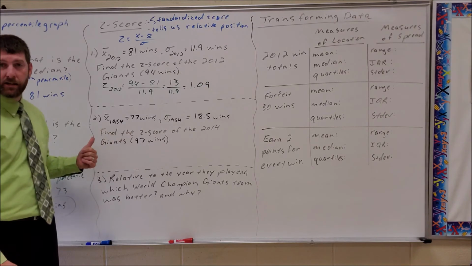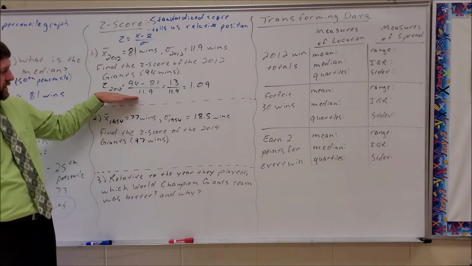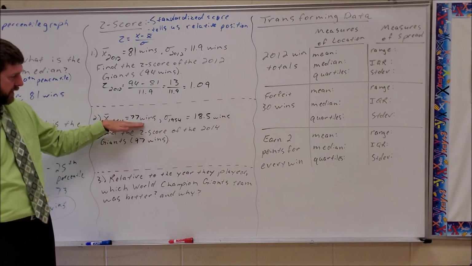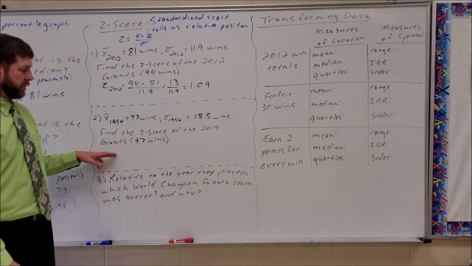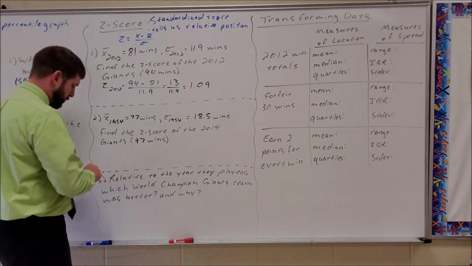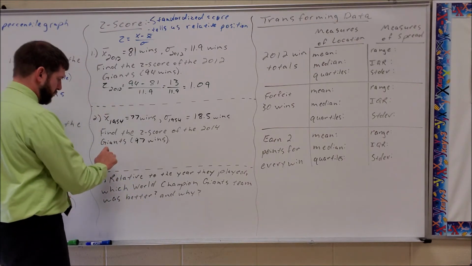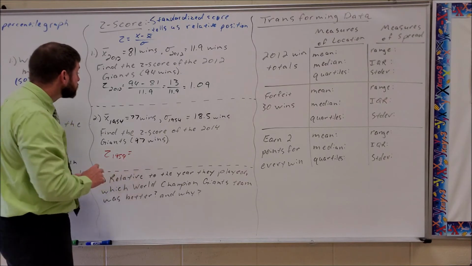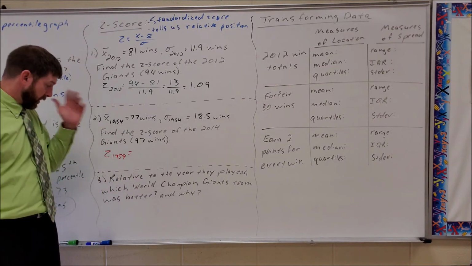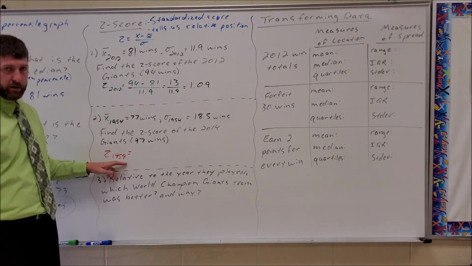Now let's look at the 1954 Giants. All right, so using that same formula of wins minus mean divided by standard deviation, I want you guys to calculate the Z-score for the 1954 New York Giants. And I'll wait right here for a second, let you get that calculated.